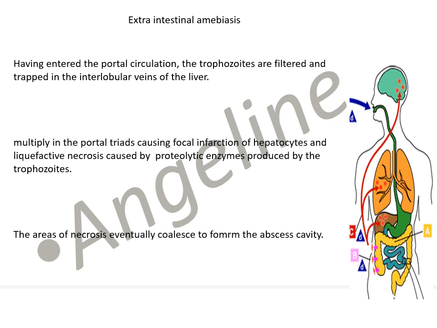Extraintestinal amebiasis. It enters the portal venous system and causes infarction of the hepatocytes. In fact, there is a detailed presentation on YouTube itself. I will share the link. Now, the areas of necrosis will eventually coalesce. They form small infarcts, but then they will ultimately collapse and form one single cavity. That's why you're able to easily aspirate them out.